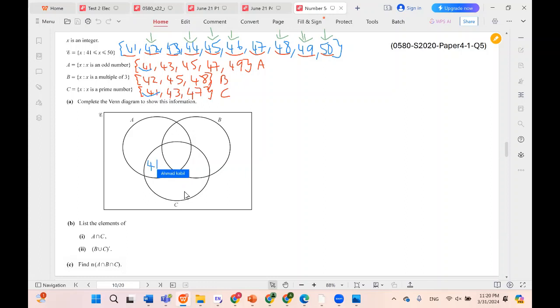Now we have 43. 43 is common between A and C again. So let's write this down. 43 here would work. 45 is common between A and B. So 45 would be here. 47 is common between A and C. So let's write it down between A and C.